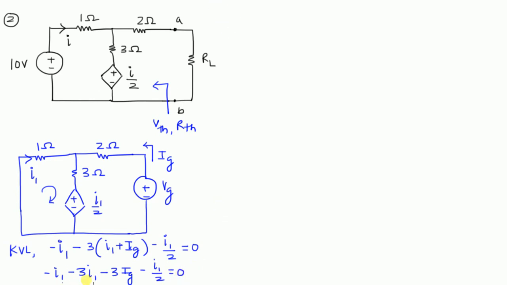So this is 4.5 or 9 by 2 I1, that is equal to minus 3IG. So I1 is minus 6 by 9 IG, or we can write minus 2 by 3 IG.